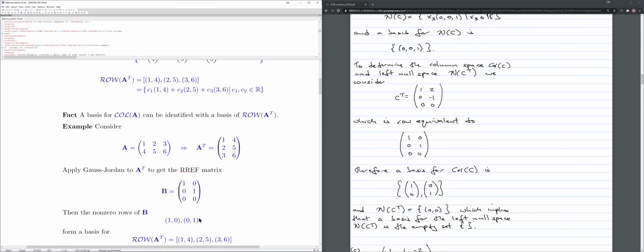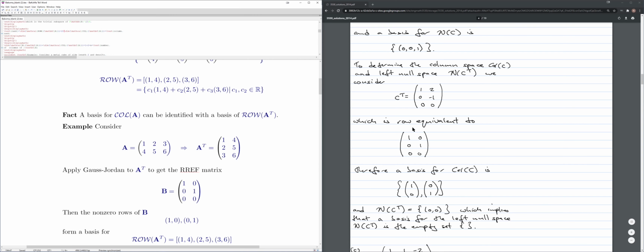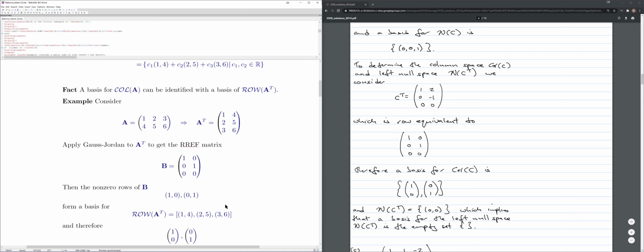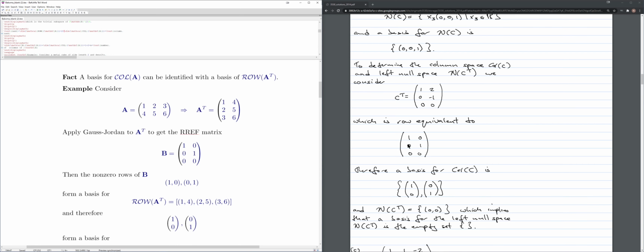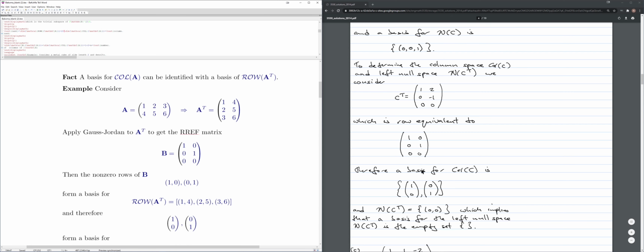It just turns out it's the same row vectors over here, 1, 0, and 0, 1. And to get the basis for the column space, I need to write this 1, 0 and the 0, 1 as column vectors. So the basis for the column space would be the 1, 0 and the 0, 1 here.